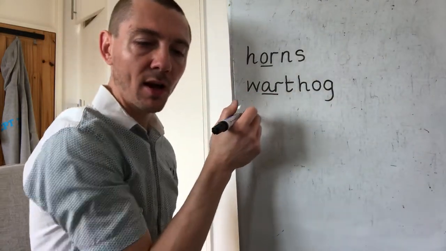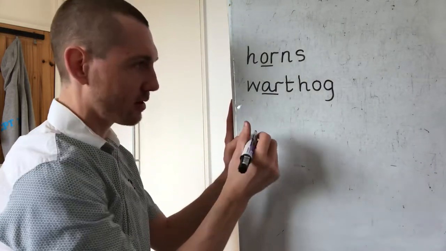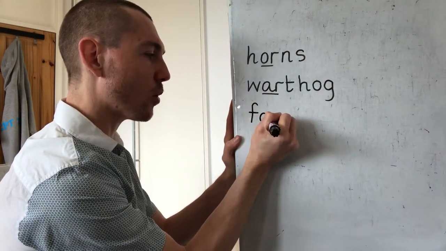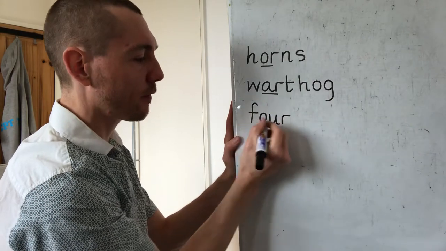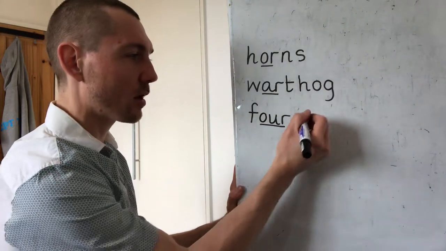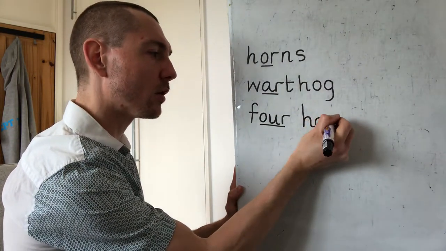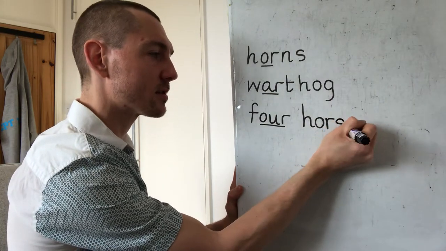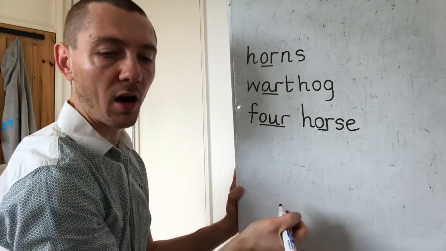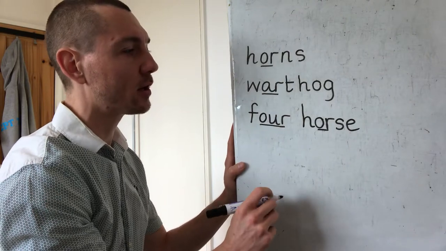Next sentence. I have four legs, but I am not a horse. So four, or, four, but I am not a horse, or, horse.